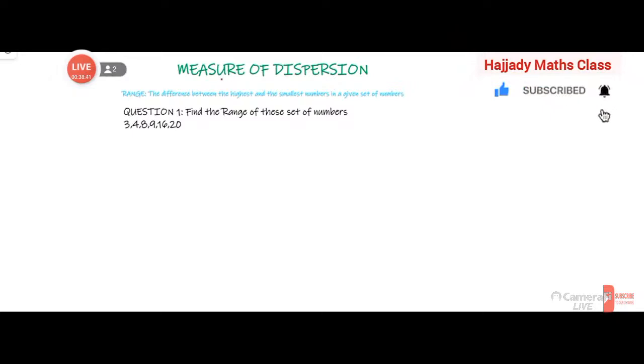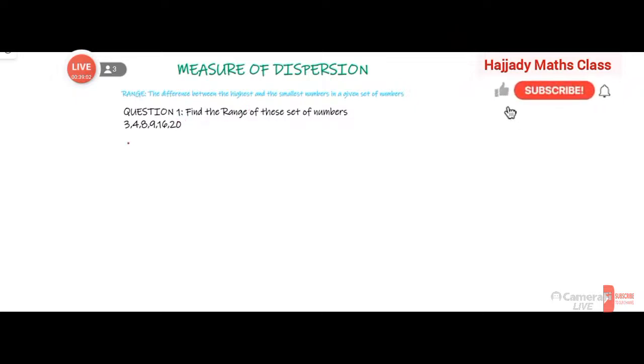So in our previous videos, we've been able to look at measure of central tendency, and today we shall proceed with measure of dispersion. And the first we are going to define here is the range. The range is the difference between the highest and the smallest numbers in a given set of numbers. Now, looking at the first example, we have to find the range of this set of numbers.